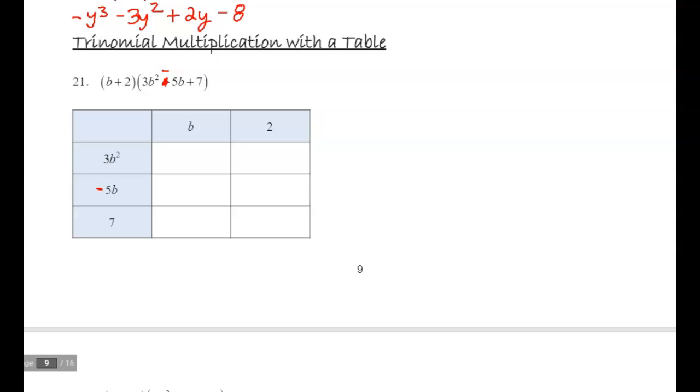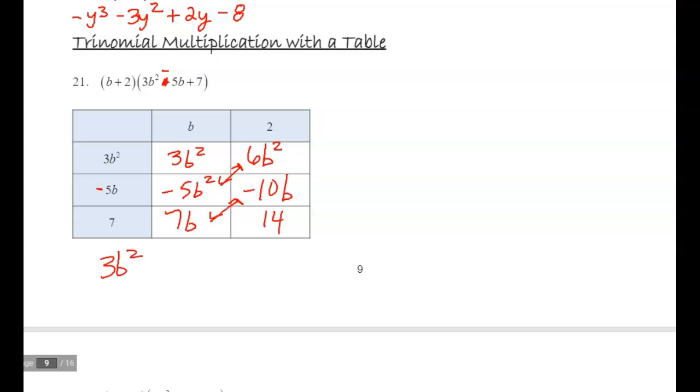So now I'm just going to multiply whatever two things intersect. So 3b squared times b is 3b cubed. 3b squared times 2, 6b squared. Negative 5b, remember I changed the problem. Negative 5b times b, negative 5b squared. Negative 5b times 2, negative 10b. 7 times b, 7b. 7 times 2, 14. So again, these two, typically the kitty corner ones, if you write these in standard form order, are going to batch up.